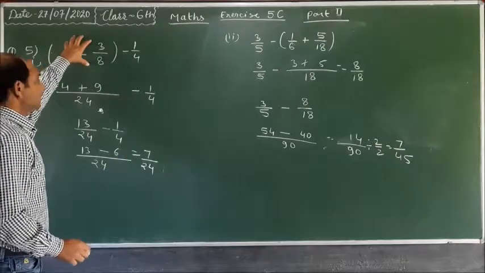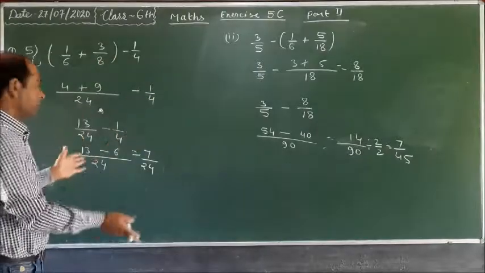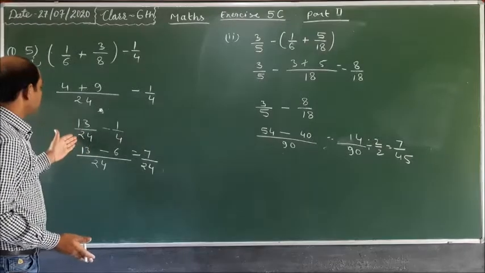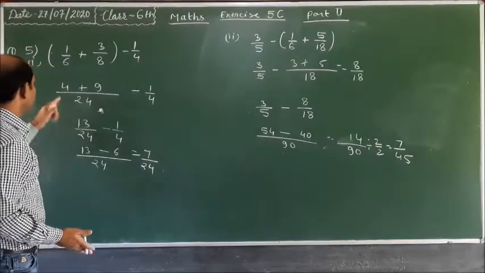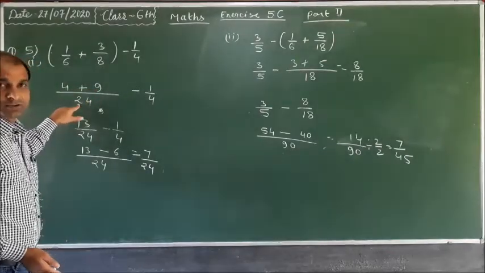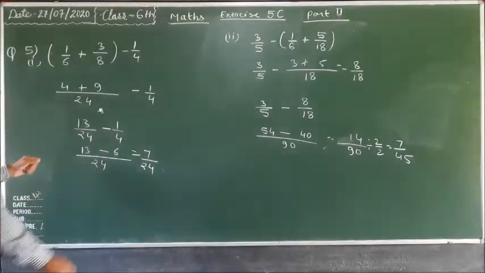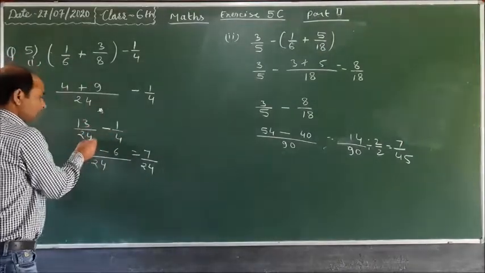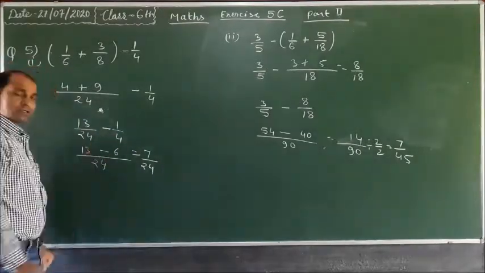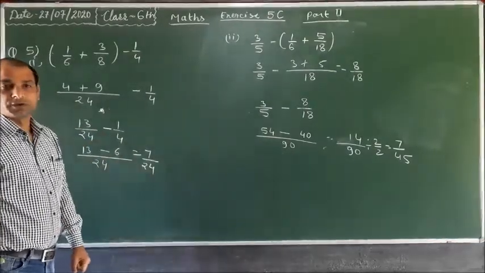When we solve this, the bracket is removed. Now we write 13 upon 24, which comes from 4 plus 9. This is your denominator. Now minus 1 upon 4. Same question, 13 upon 24 minus 1 upon 4. Then we take the LCM of the denominators. The LCM of 24 and 4 is also 24.